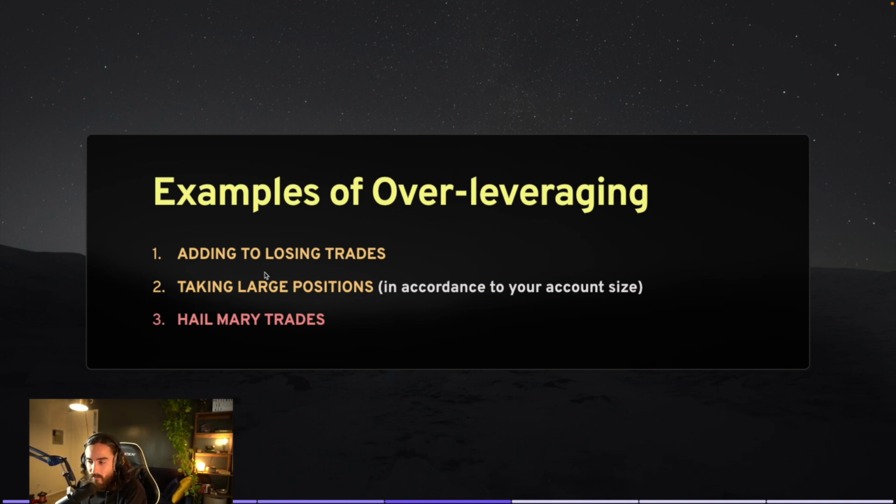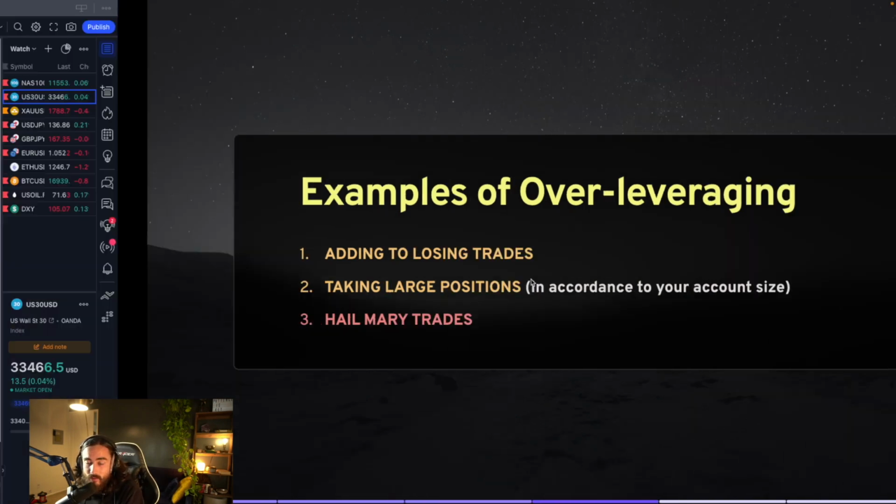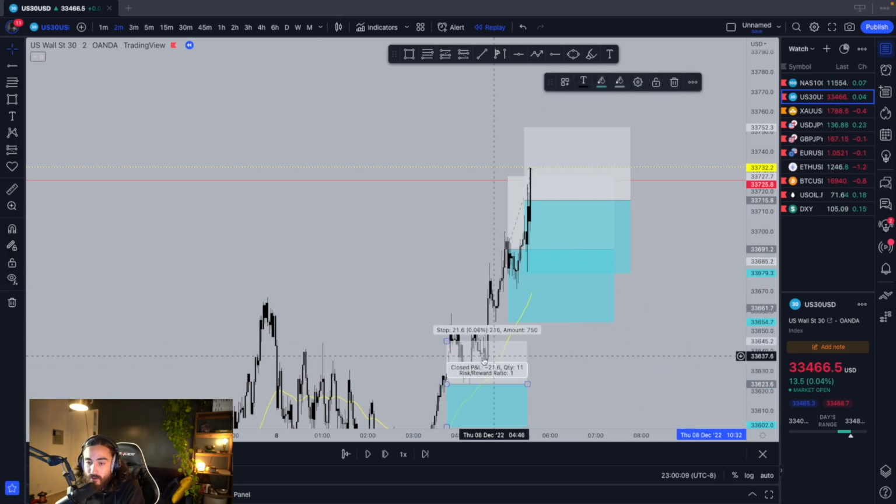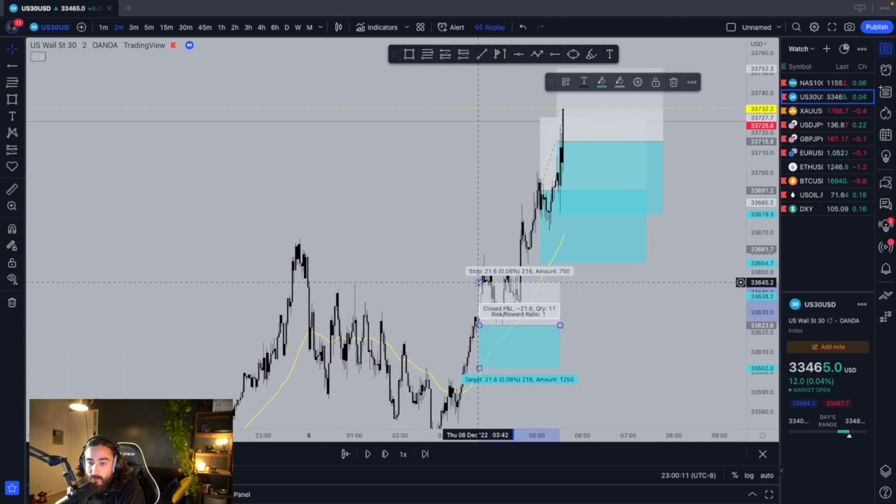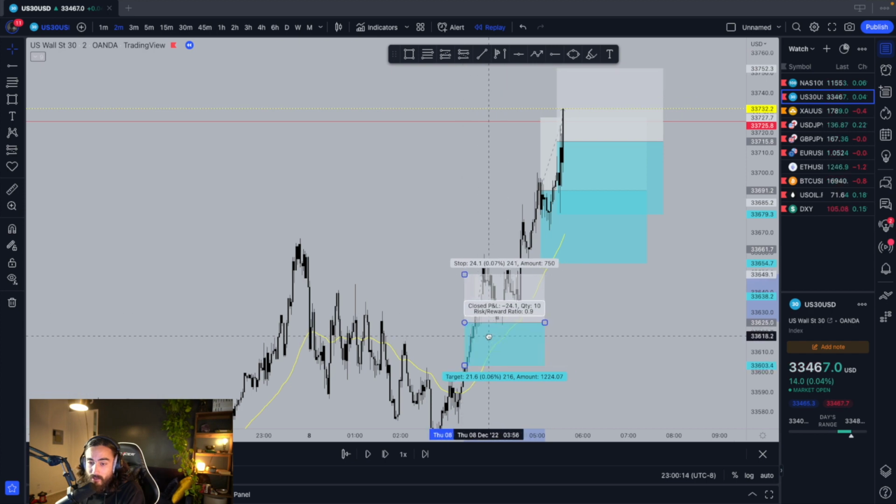Can you do it if you're managing your risk properly? If it's part of your trading plan, go for it. Number two, taking large positions. It really just comes down to this: if you are risking like 20 to 30% of your account, that's a pretty large position.